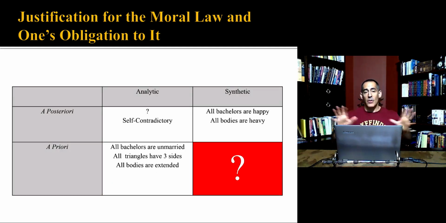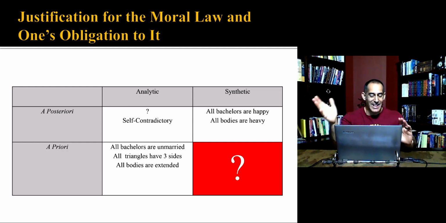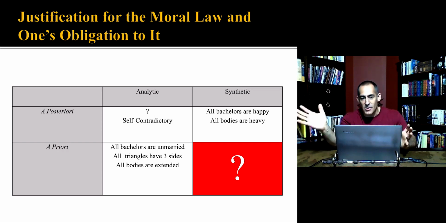Now, there are different combinations that are possible. You've got analytic and synthetic at the top, a posteriori and a priori on the side. Analytic a posteriori seems to be a contradiction. It doesn't seem there's anything that fits into that box. We said synthetic a posteriori makes perfect sense. All bachelors are happy, all bodies are heavy, roses are red, violets are blue, whatever you want to put in there, that seems to make sense.